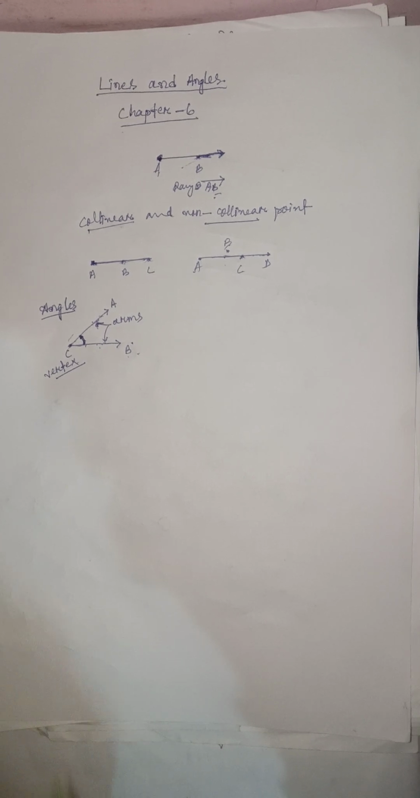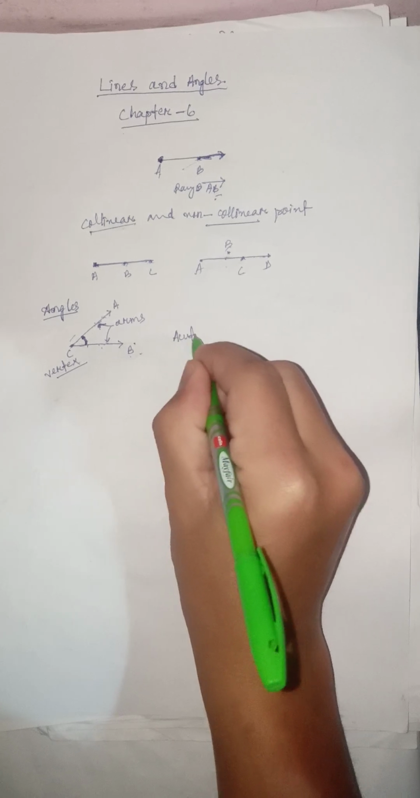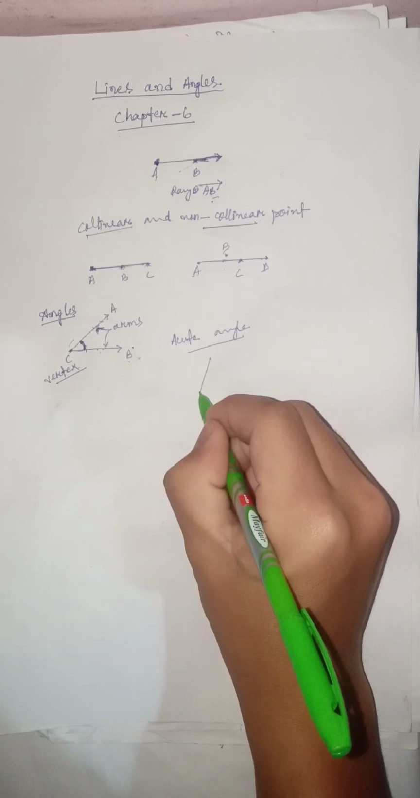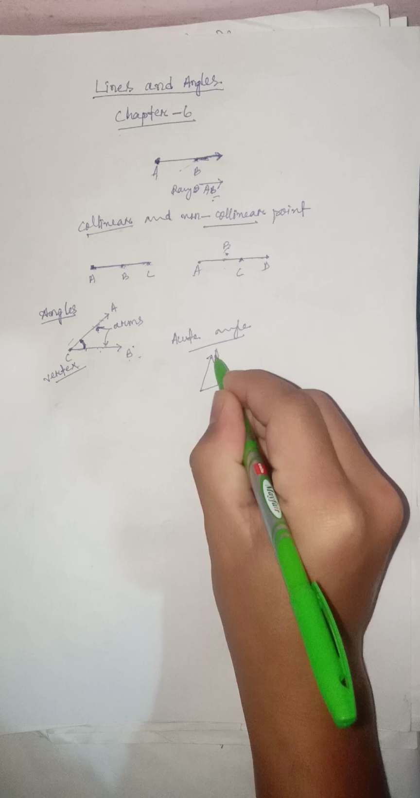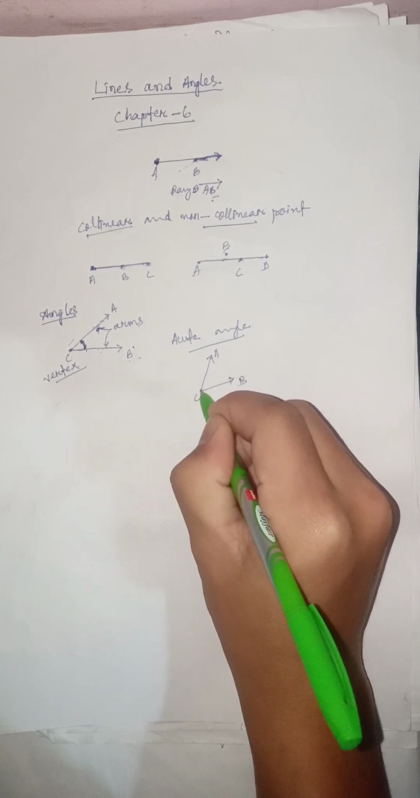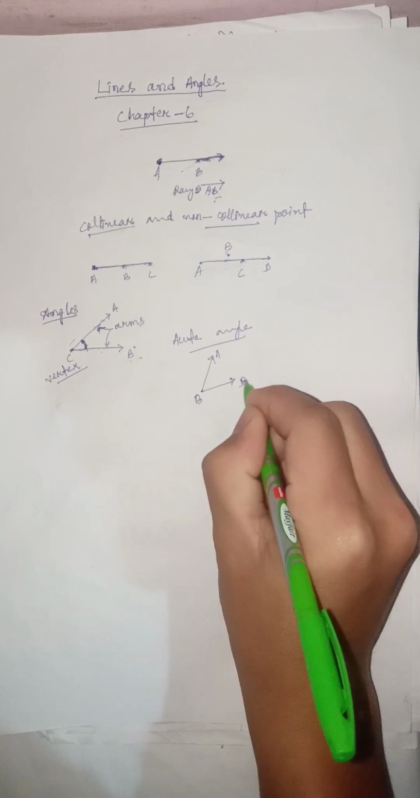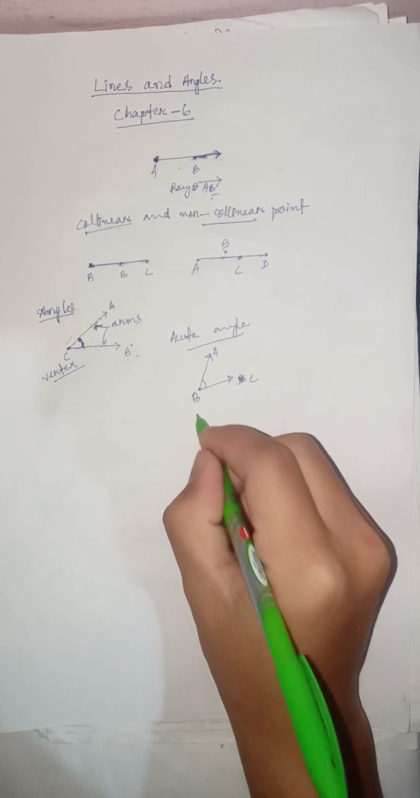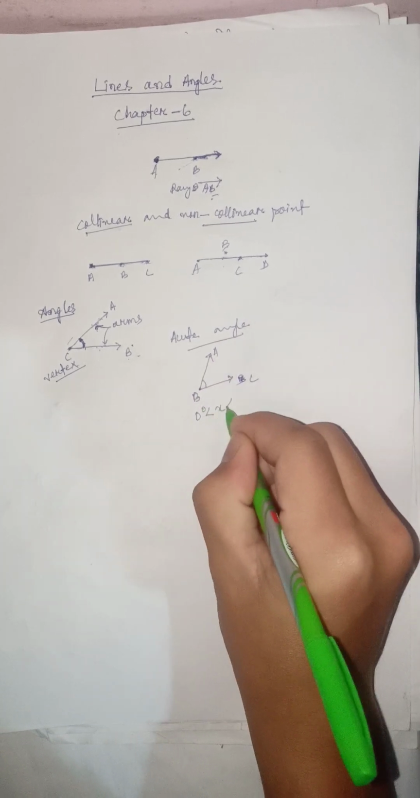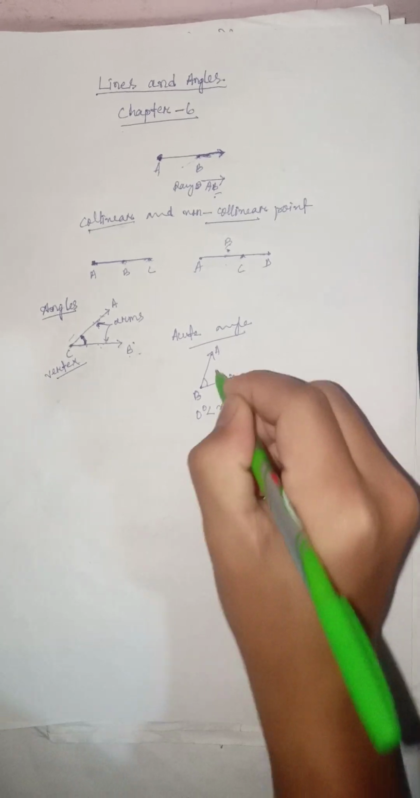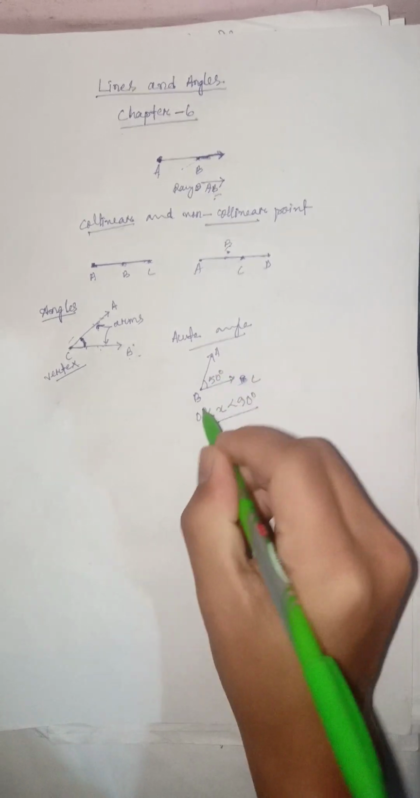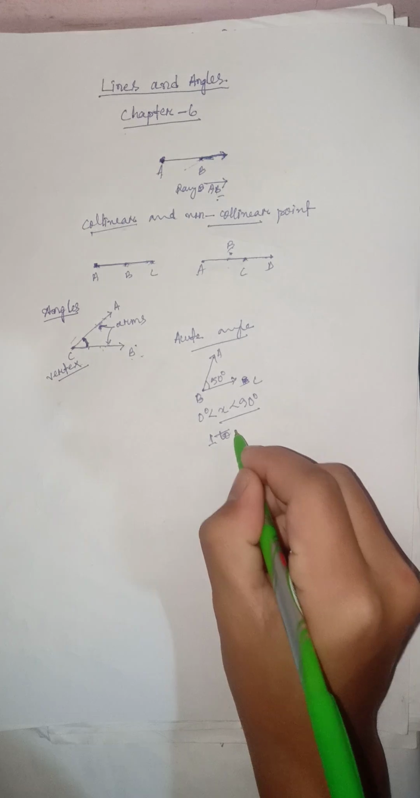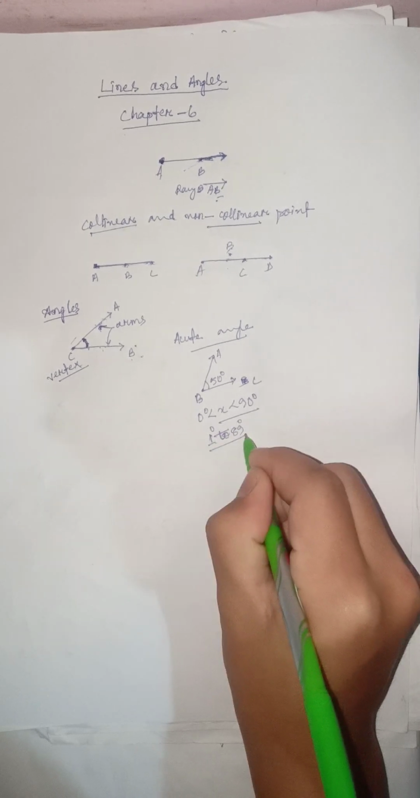Let us start with the acute angle. In case of an acute angle, there will be A, B, and C. Let me name this one as AB and this one as C, and this is an angle. In case of an acute angle, the angle will be greater than 0 degrees, but less than 90 degrees. Let us suppose that this is 50 degrees. Acute angles include 1, 2, up to 89. All these angles are included in acute angle.